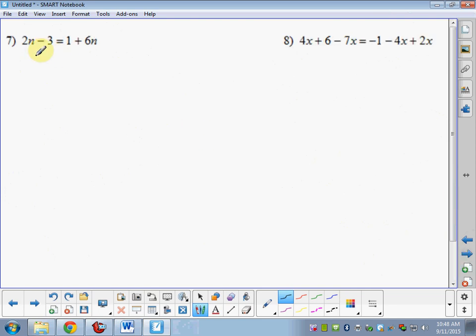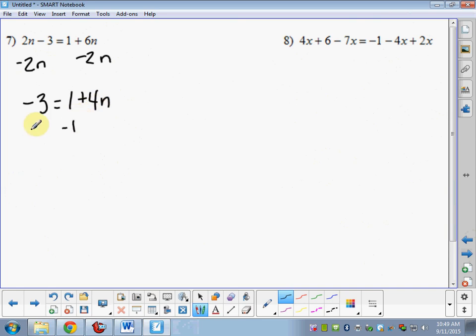In number 7, this is different because now I have a variable on different sides of the equation. It does not matter if you choose to move the 2n or choose to move the 6n. I always try to move it so that I will have a positive variable. What I mean by that is if I did minus 6n from both, I would end up with a negative 4n over here, and I just don't like to have negatives on my variables. So what I'm going to choose to do is subtract 2n from both sides, giving me a negative 3 over here, and a 1 plus 4n. So now I have a nice positive coefficient on my variable.